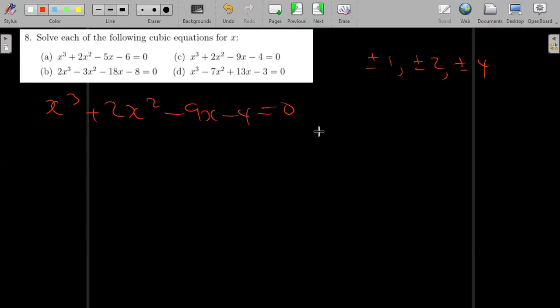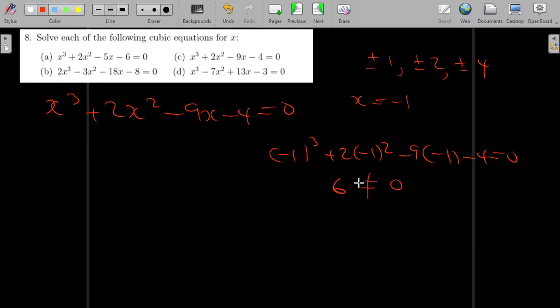I can start with whichever I want. Let me start with x equal to -1. So replacing x with -1: -1 cubed plus 2 times -1 squared minus 9 times -1 minus 4 equal to 0. When I simplify and work this out, it gives me 6. But 6 is not equal to 0. That can't be a root.